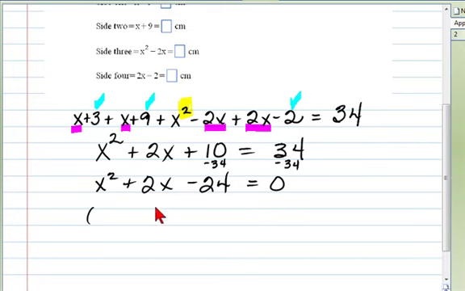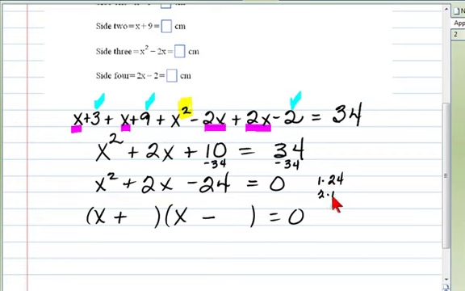Can I factor that? All right. The last sign is negative. What does that tell you about the two signs in the binomials? One of each. Good. So I'm going to have an x and an x to give me the x squared. I need factors of 24 that, because the signs are different, have a difference of 2. What times what gives you 24 with a difference of 2? It's 6 and 4.